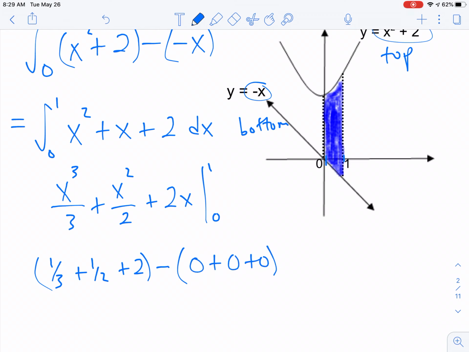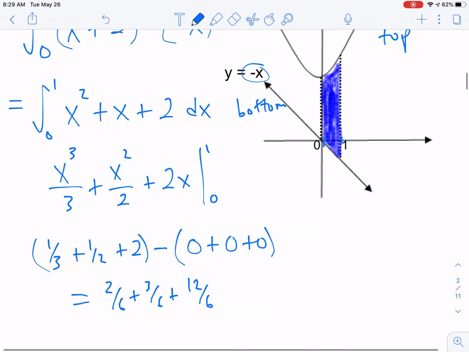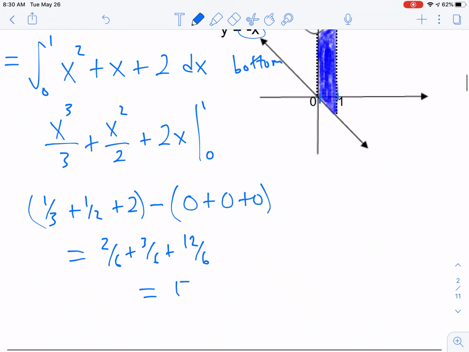You subtract them. Remember how to do a definite integral. When you evaluate, you plug in the top, you plug in the bottom, you subtract the results. So this area comes out to 1/3 plus 1/2, which is 2/6 plus 3/6, plus 2, which is 12/6. You get 17/6 as your answer.